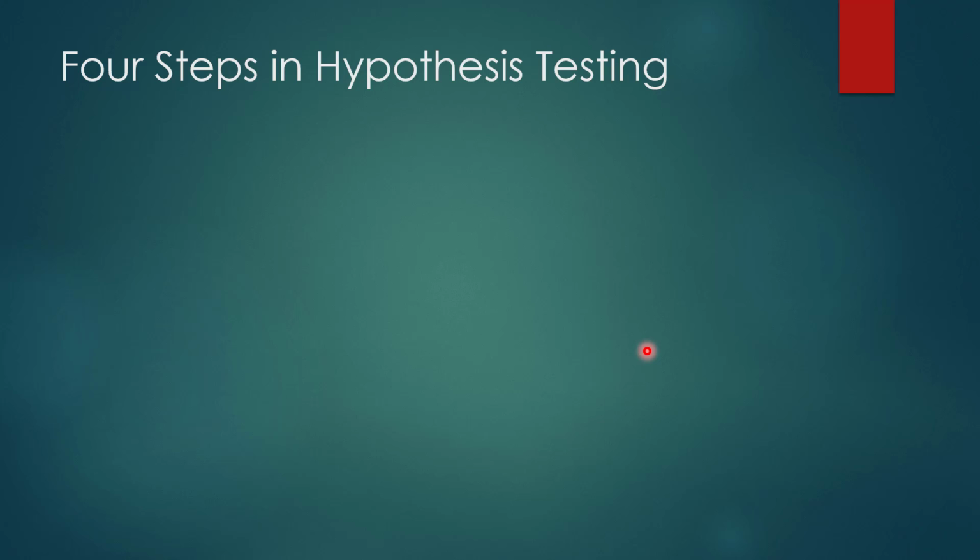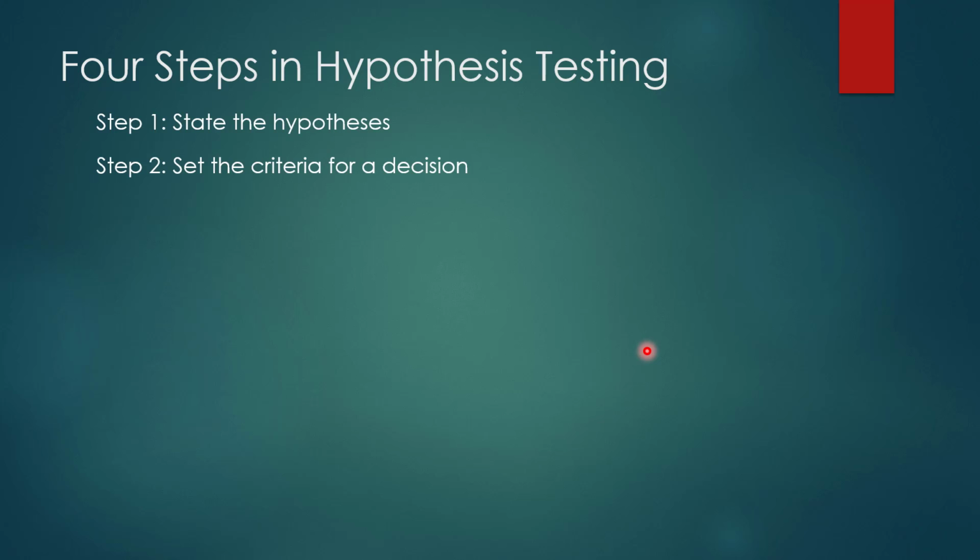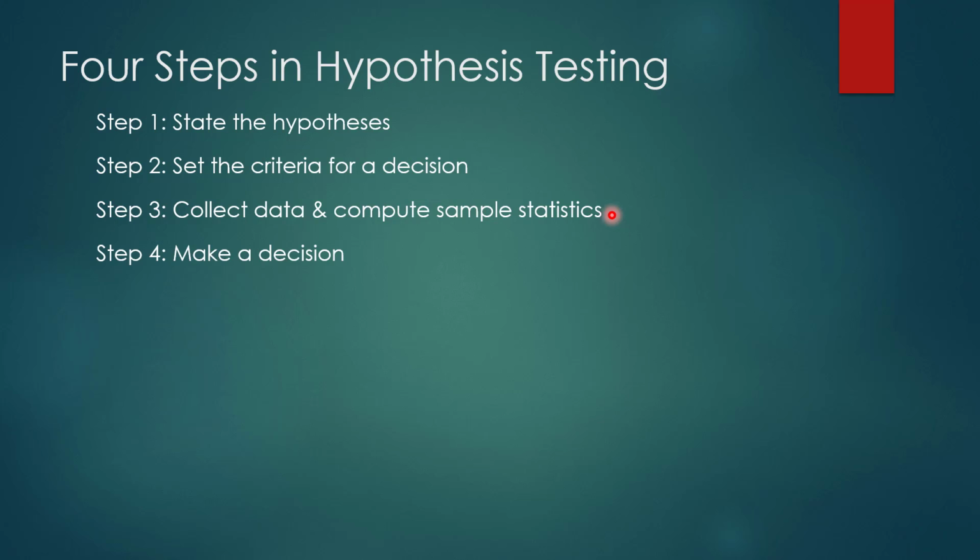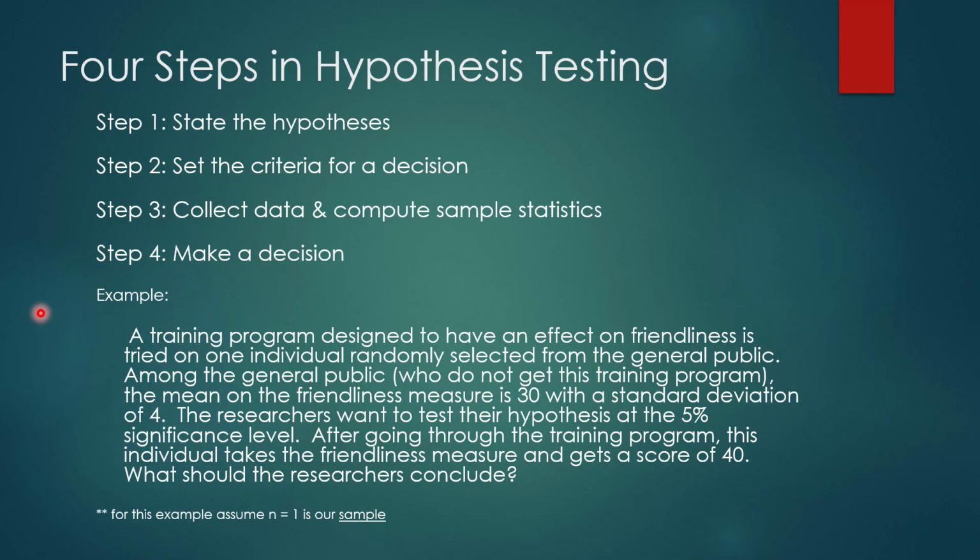So we're going to come across these 4 steps in hypothesis testing quite often. And the 4 steps are: state the hypothesis, set the criteria for the decision, collect the data and compute the sample statistics, and then make a decision. So again, we're going to come back to these 4 steps pretty much throughout the remainder of the semester. So we're going to go through these very slowly right now. We'll cover the first 2 in this video, and then you'll come back and cover the next 2 in the next video. And we're going to do so going over an example.